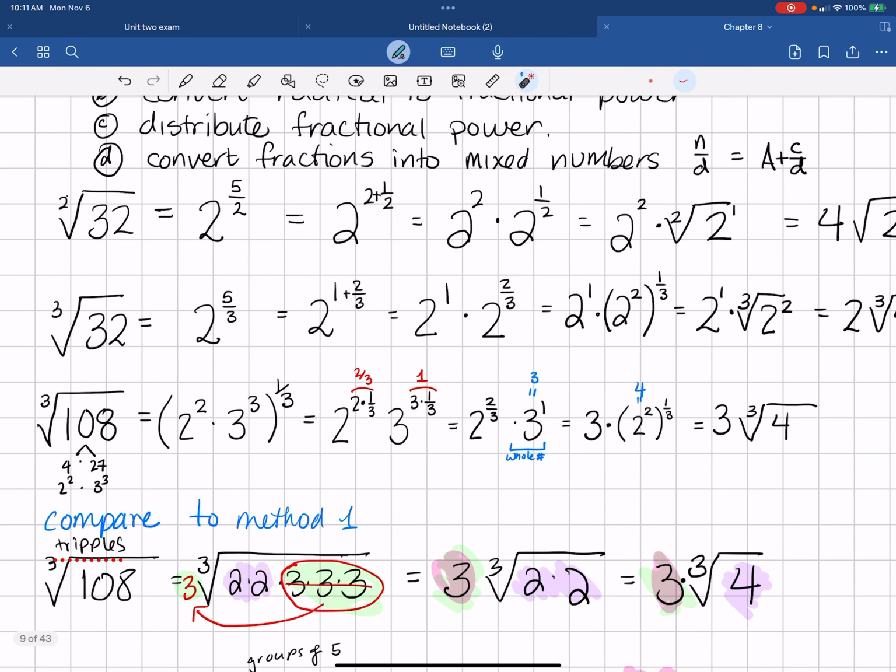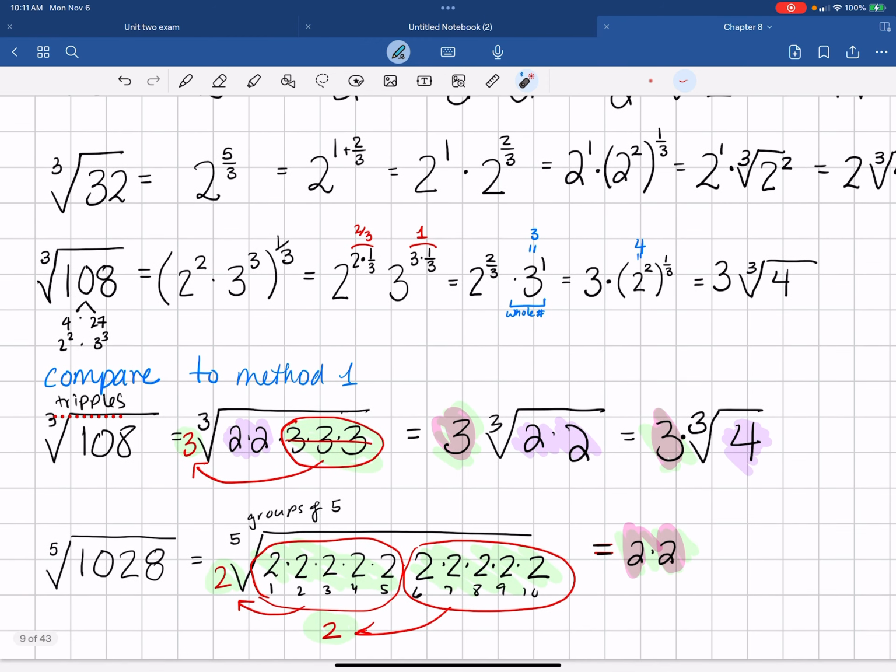If we look at the cube root of 108, it's 4 times 27, which is 2 squared times 3 to the third. So we have 2 squared, 3 to the third, all to the 1/3 power, and we get 2 to the 2 times 1/3, which is 2/3, and 3 to the 3 times 1/3, which is 1. So we have 2 to the 2/3 power and 3 to the 1 power. So that's just 3. And then I'm going to convert this 2/3 into 2 squared raised to the 1/3. And so we get 3 times the cube root of 4.